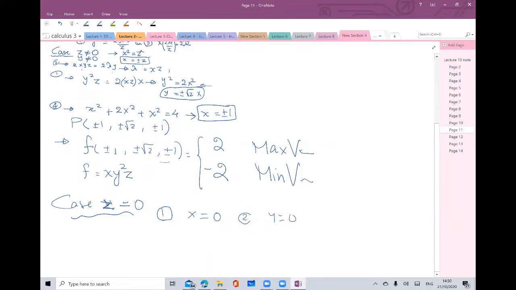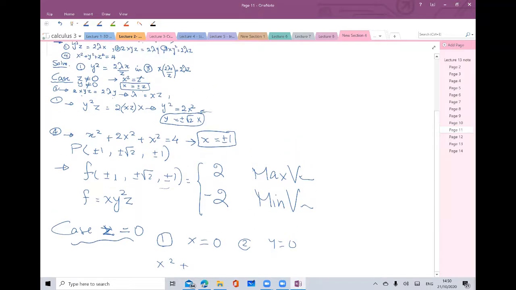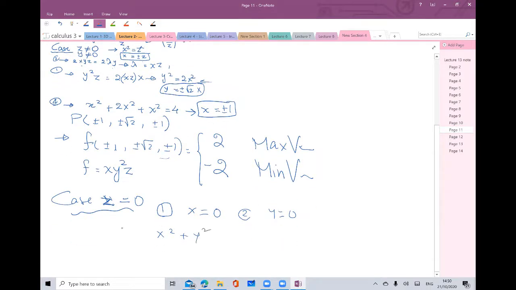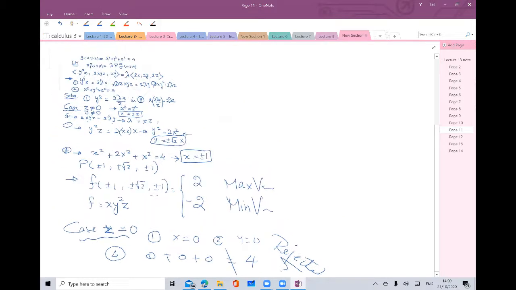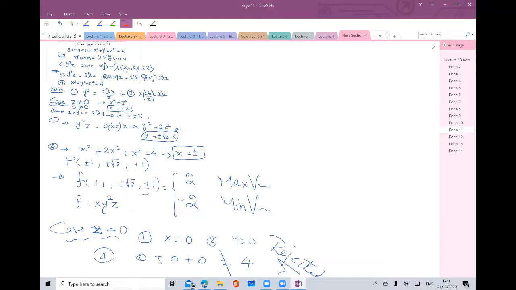So this means you reached that x squared plus y squared, which is equation 4, x squared plus y squared plus z squared, gives 0 plus 0 plus 0, which is equal to 4, which is not possible, right? So this solution is also rejected or refused. Okay, so I cannot have this case. So I only have this solution and this is my final answer.